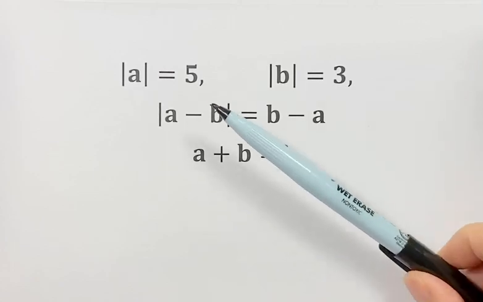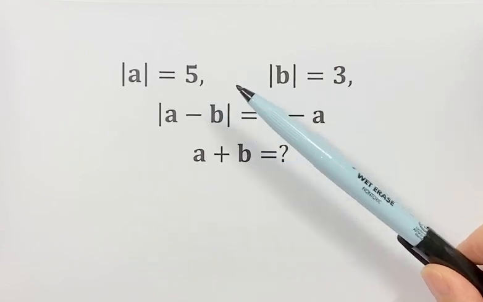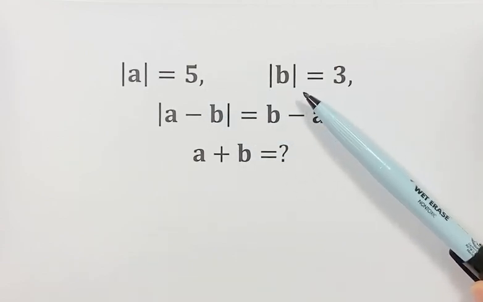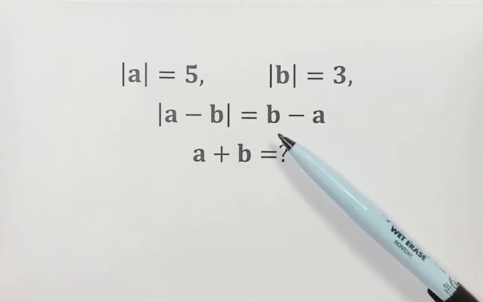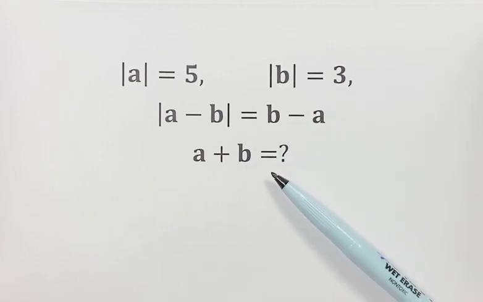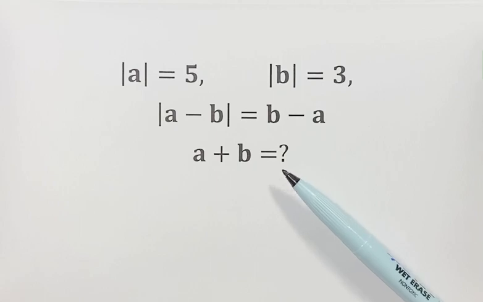If given the absolute value of A is equal to 5, the absolute value of B is equal to 3, and the absolute value of A minus B is equal to B minus A, then what is the value of A plus B? Then how to solve this question? Let's start from the first condition.